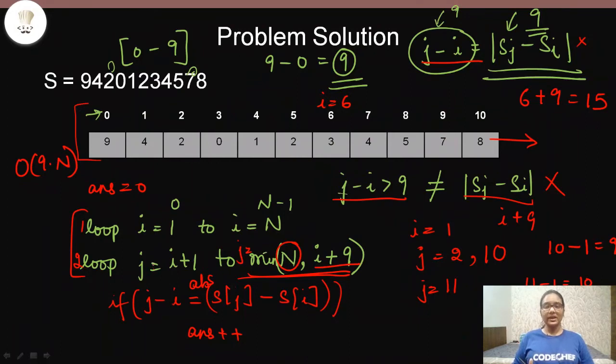Remember, it will not be n square because you are running the loop from i plus 1 up to i plus 9, or if the i plus 9 values are not there, then n. So you are not running the loop over all the values for each and every iteration. That is why the time complexity will be 9 into n. So this is giving you linear time complexity, and this solution will work.